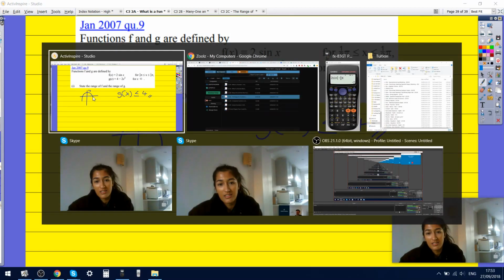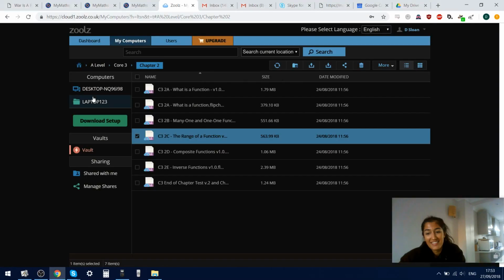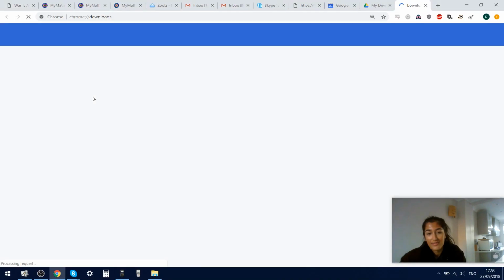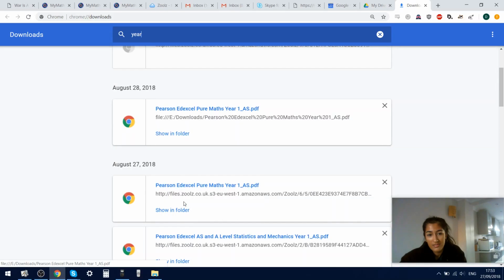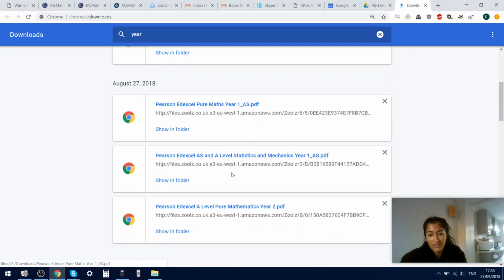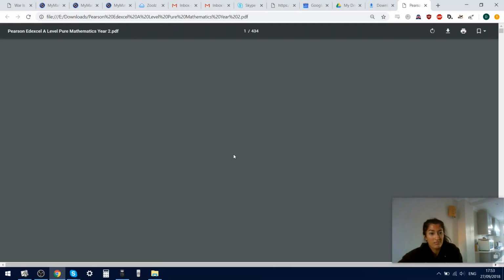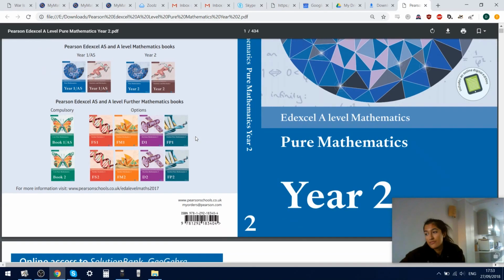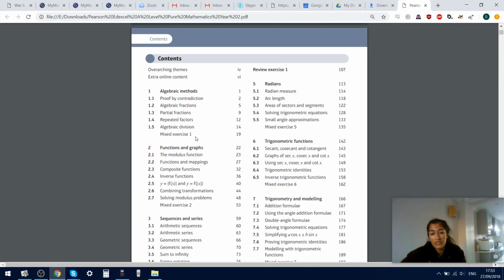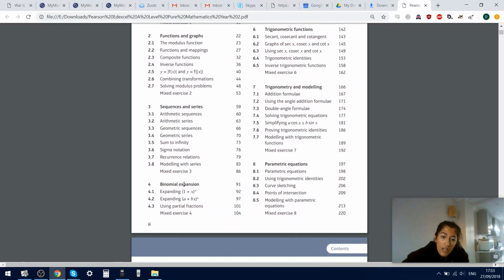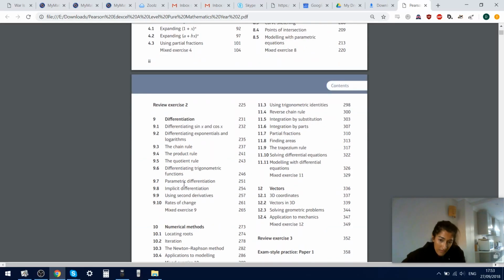Pearson, Year 2. Because I feel like I always do these, and then it comes to the exam, it's like 10 times. These were just part A, because we're only part of the way into functions. Oh yeah, true. Functions and graphs, so modulus, composite, inverse. I did further in functions.